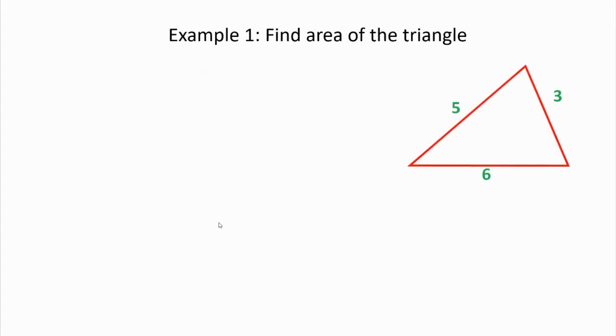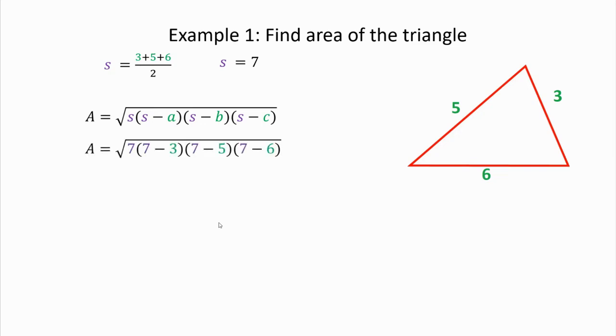Here I have a triangle with sides 3, 5, and 6. So first thing I would do is find the semi-perimeter. Again, it's to add up all the sides and divide it by 2. So I have 14 divided by 2, which gives you 7. From then, I can plug that in to the formula. So the formula, Hero's formula, is I have the semi-perimeter to be 7. So I put that in for all the S's, and the A, B, C are just my sides of the triangle. So plugging those in, I have 7 times.